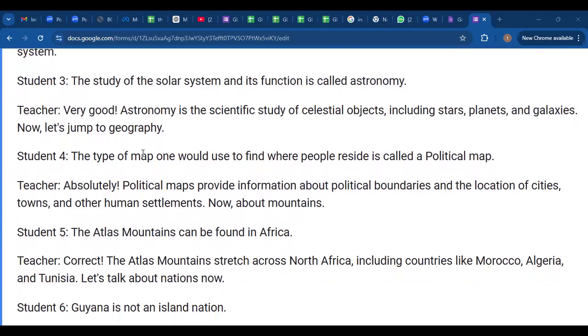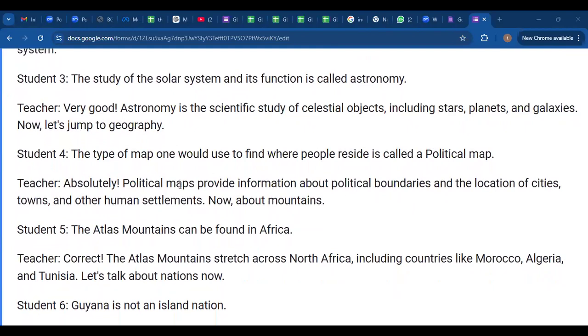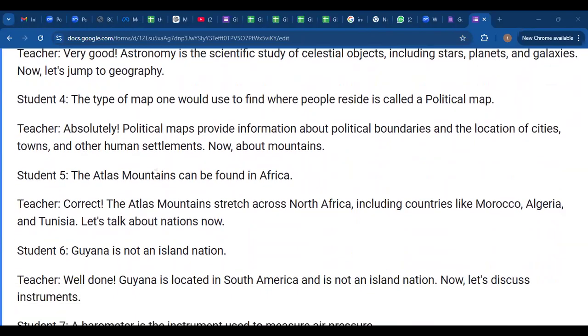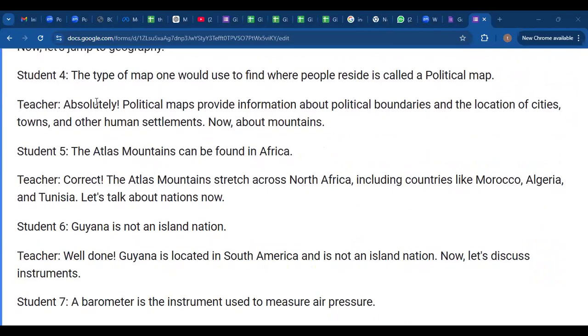The type of map one would use to find where people reside is called a political map. Nevaeh, absolutely. Yes, sir. Absolutely. Political maps provide information about political boundaries and the location of cities, towns, and other human settlements. Now about mountains.